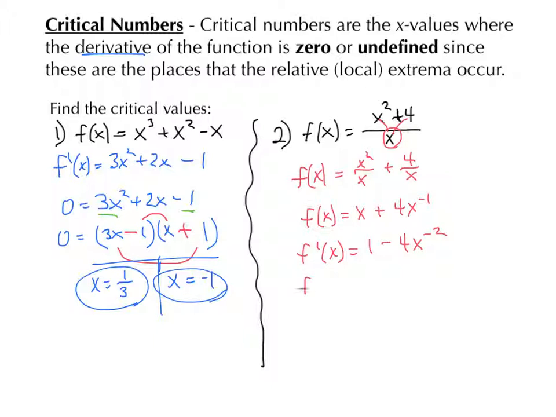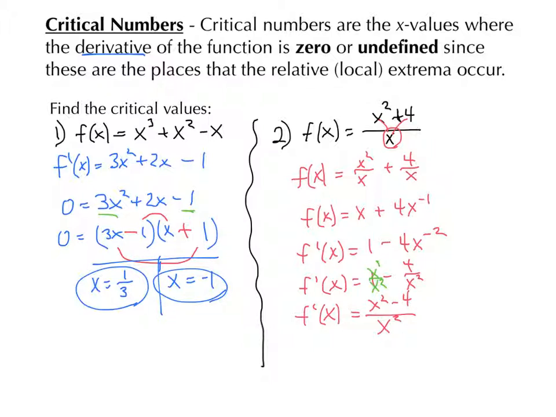Okay, so let's clean this up. f prime of x is equal to 1 minus 4 over x squared. I'm going to want to go ahead and get a common denominator. So my least common denominator is going to be x squared here. So I'm going to change this 1 into x squared over x squared. So then that would make my f prime of x equal to x squared minus 4 in the numerator over x squared in the denominator.